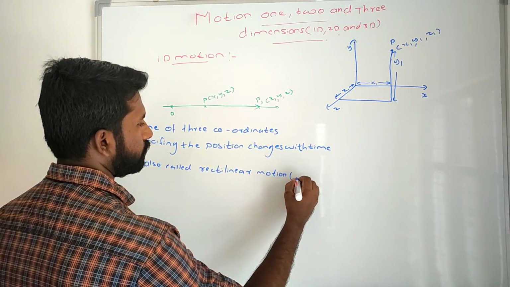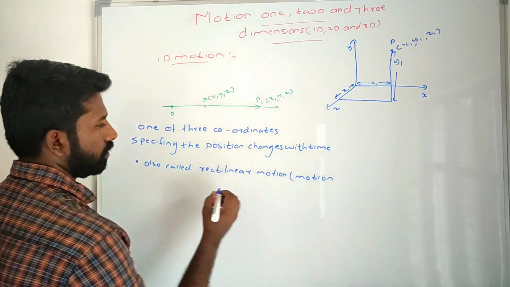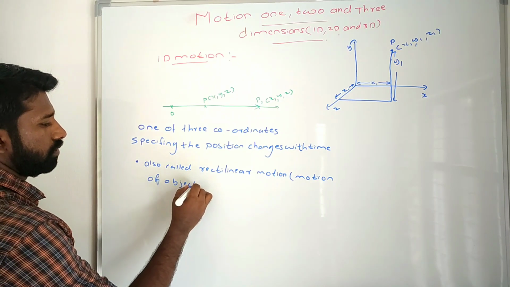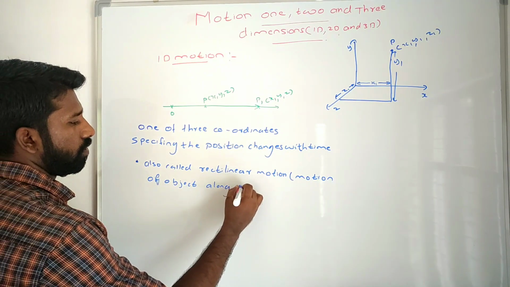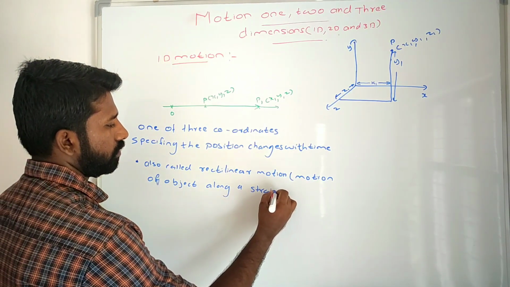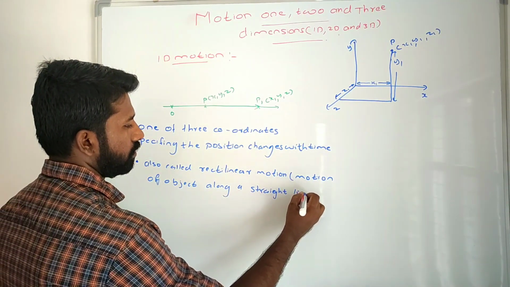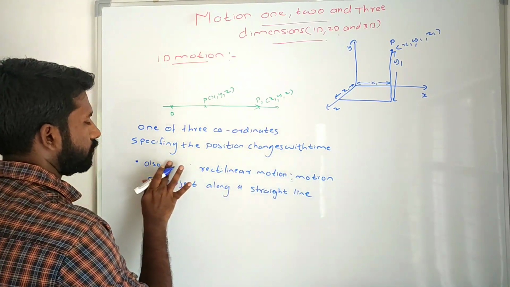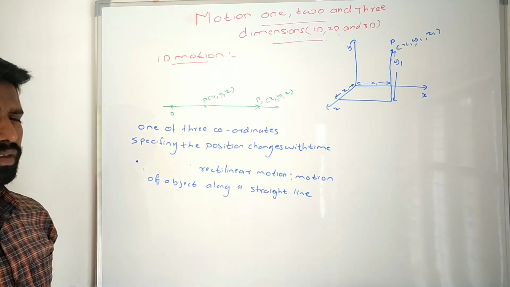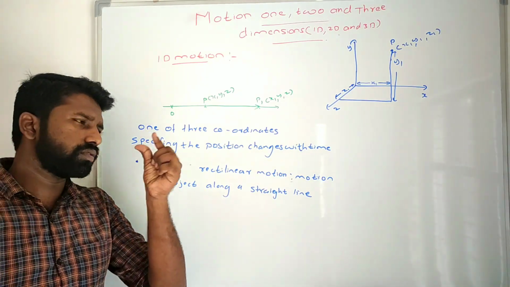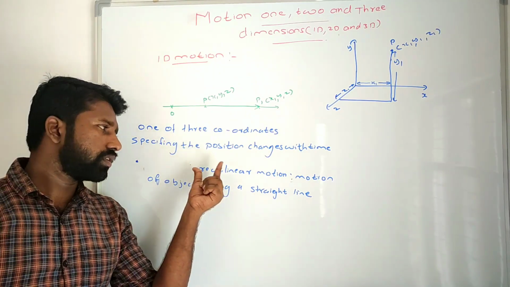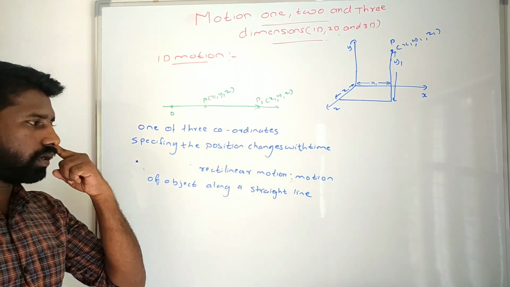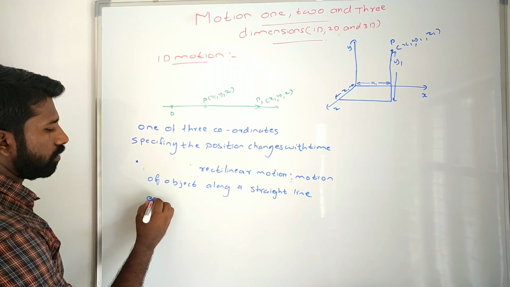The rectilinear motion of an object along a straight line. So rectilinear motion is a one-dimensional motion. If the object is a point-sized object, we can say that it is a linear motion. Clear? So next we will see examples of one-dimensional motion.